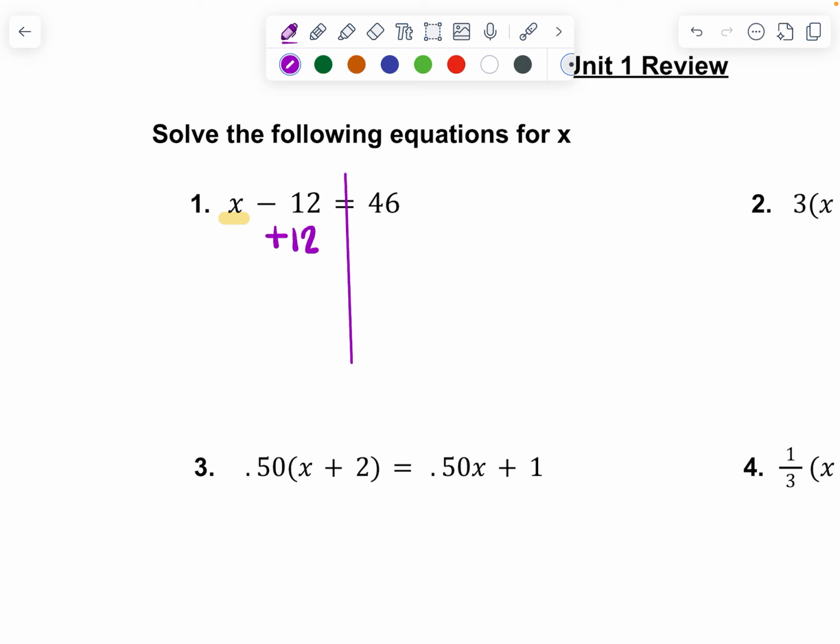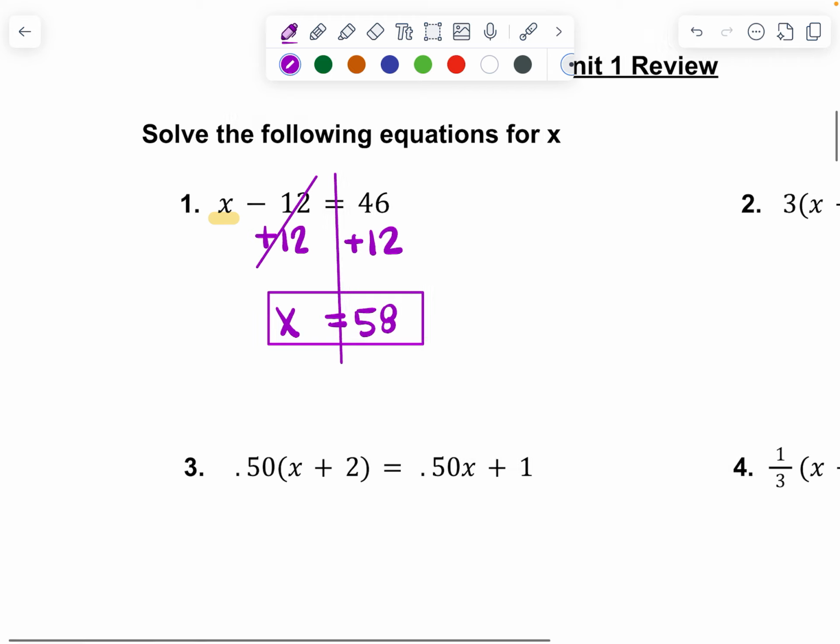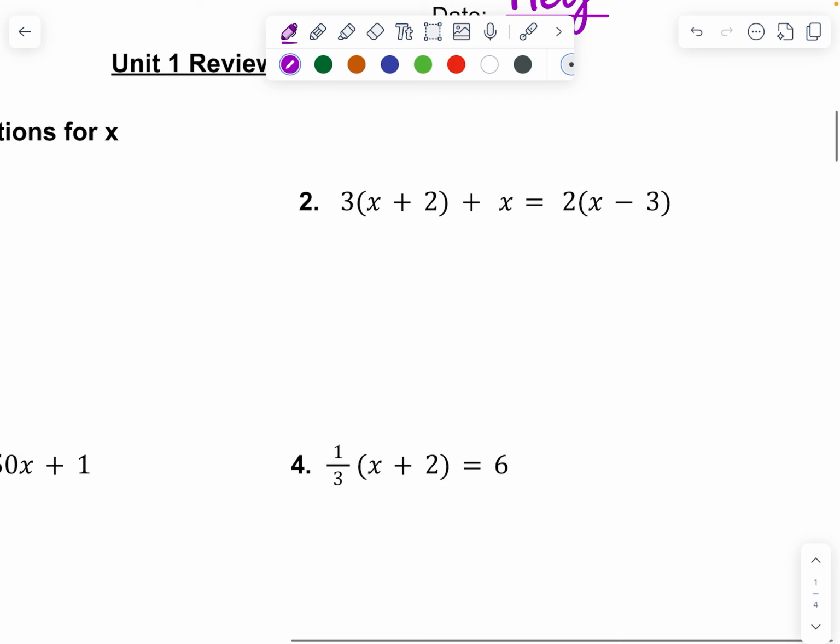So in this case, we're undoing the minus 12. So we are going to add 12 to both sides, because negative 12 and positive 12 cancel, which is going to end up giving us 58 for the solution of x. Remember, we can always type it back into the original equation and substitute 58 in for x and check our answers. All right, hopping over here.